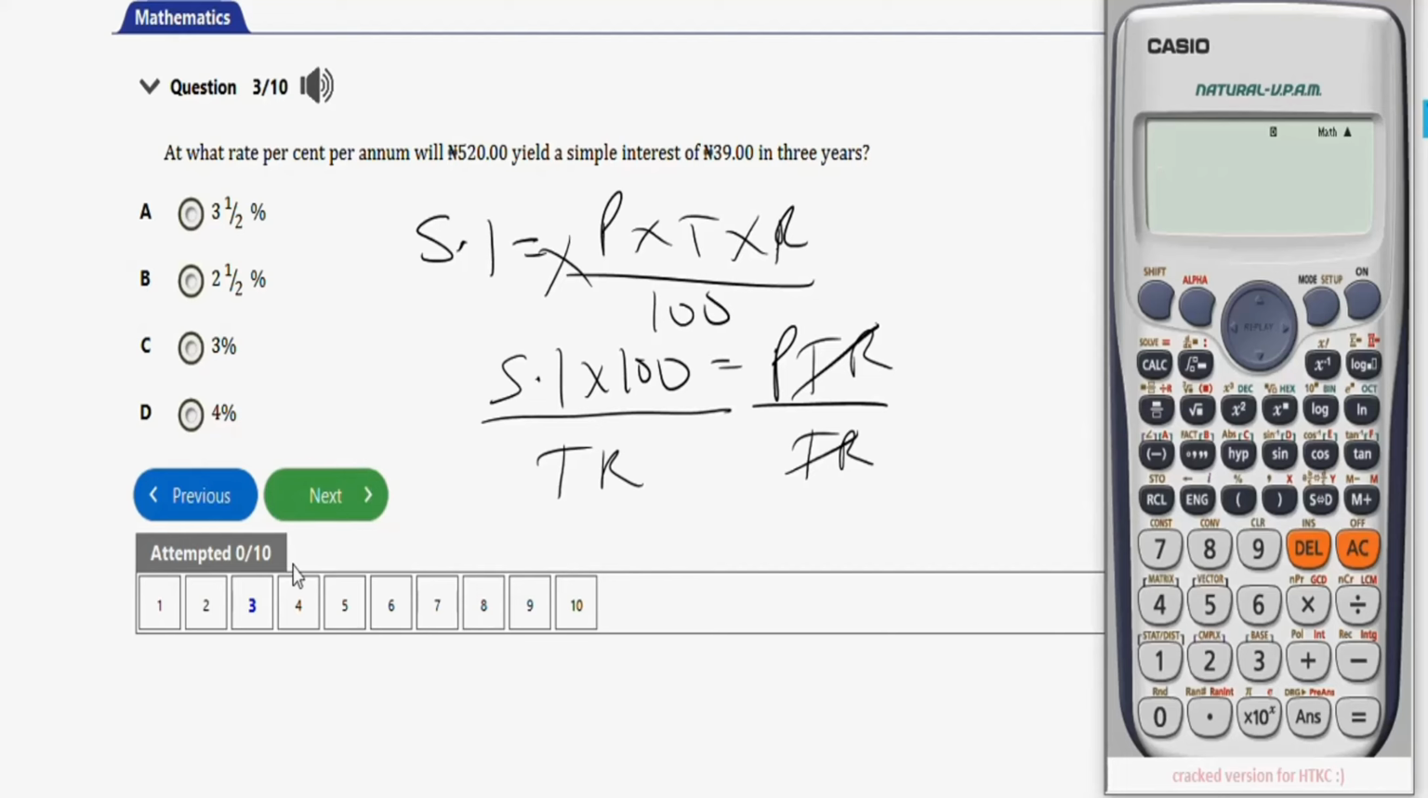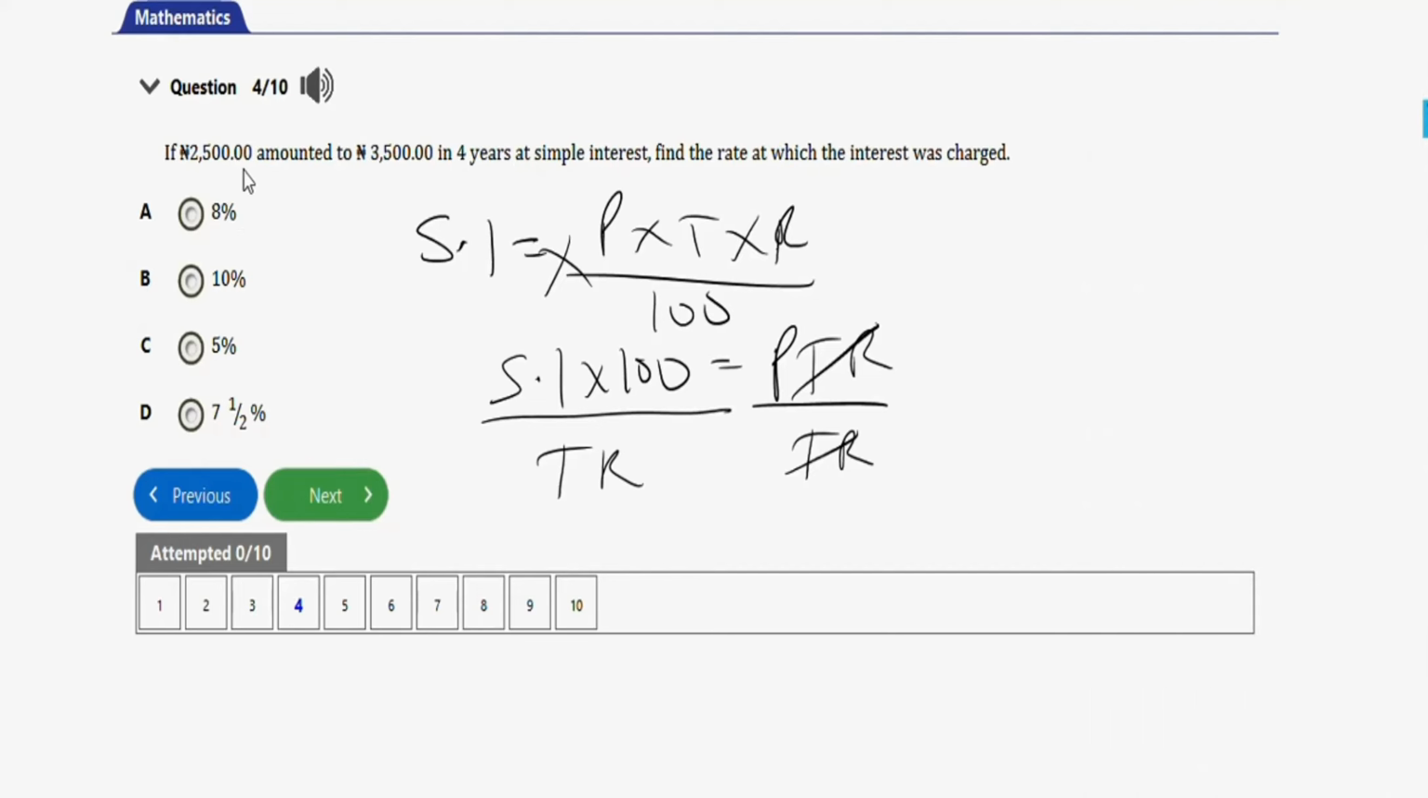Let's look at the next question, which is this one. It says, if 2,500 naira amounted to 3,500 naira in 4 years at simple interest, find the rate at which the interest was charged. Firstly, to get the rate, let's get the interest. The interest will be 3,500 minus 2,500, which gives you 1,000 naira. So we now have the interest.